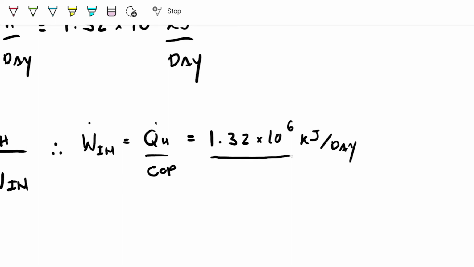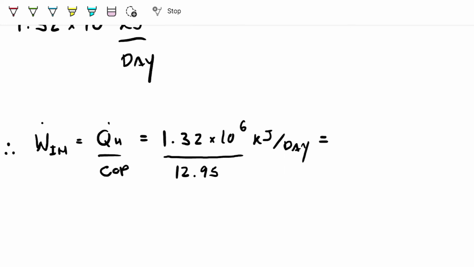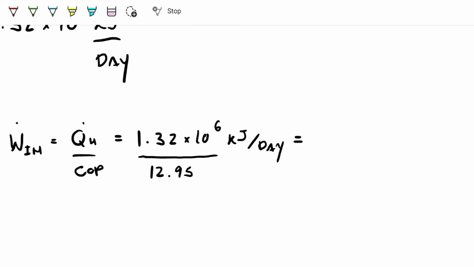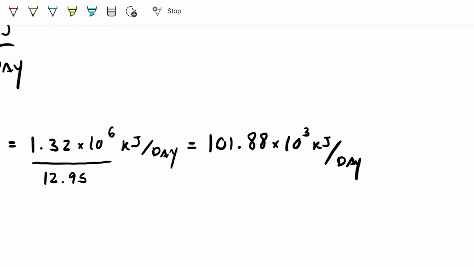And my coefficient of performance happens to be 12.95. No units there, right? So this means that the amount of energy I need to supply, W in, work in, is 101.88 times 10 to the 3rd kilojoules per day. Okay? Or, if we were to simplify this, it's just 12 times less the amount of energy that I need to remove from my house.